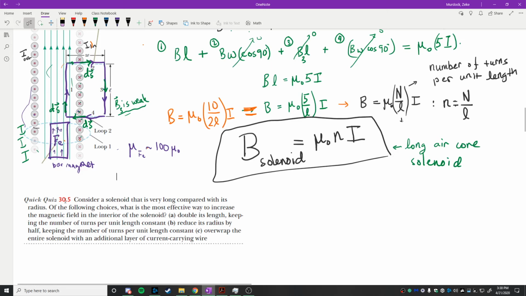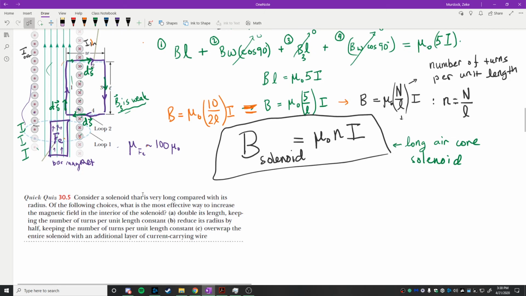So this is the quick quiz, the little question to think about. Consider a solenoid that is very long compared with its radius. What does that mean? Well, that means that it's skinny. It's long. And it's a solenoid, so you've got all these wires that are all wrapped around this.